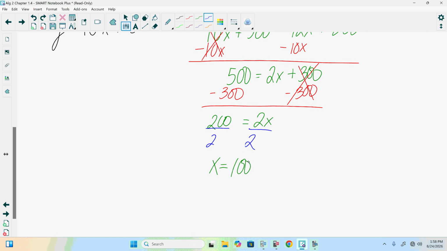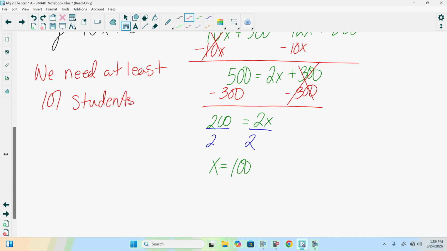So, how many students must attend for Maple to be cheaper? 101. Because 100 students is going to be the thing. We need at least 101 students. Because anything over 101 students, equal to or greater than it, is going to be fine, because 102, 103, it's going to be cheaper. But we cannot have 100. 100 would be the exact same price.